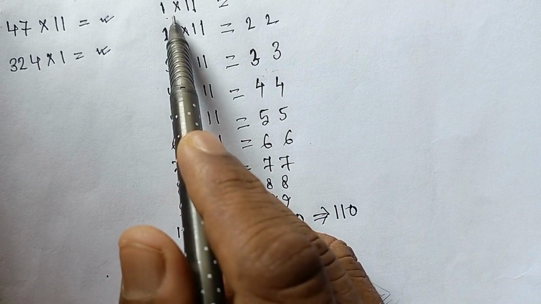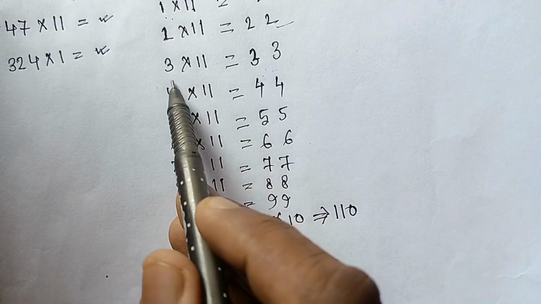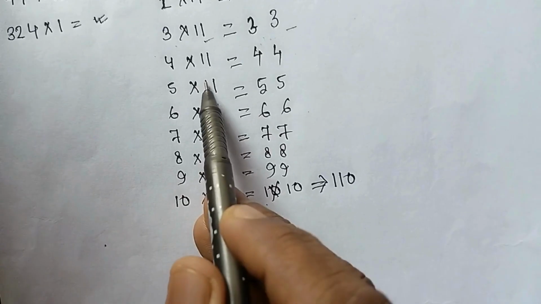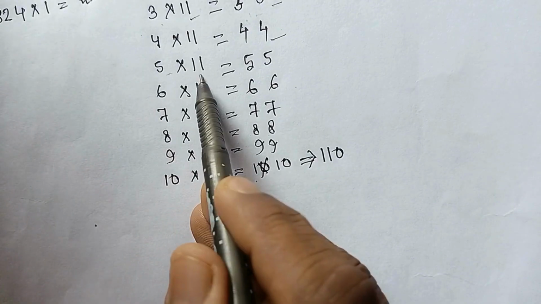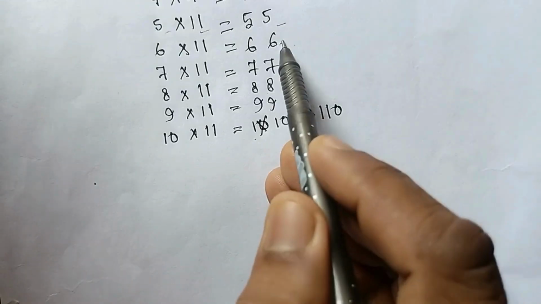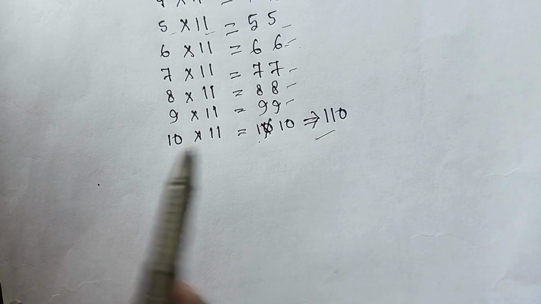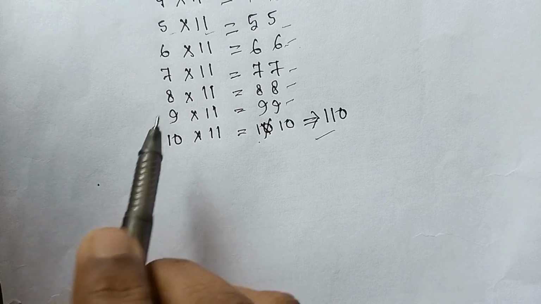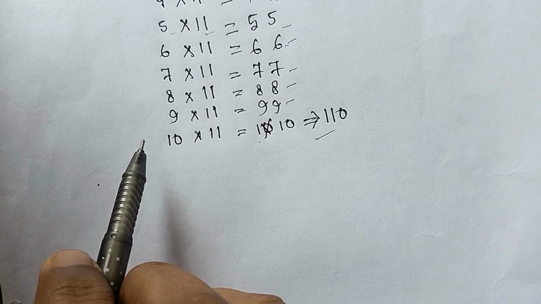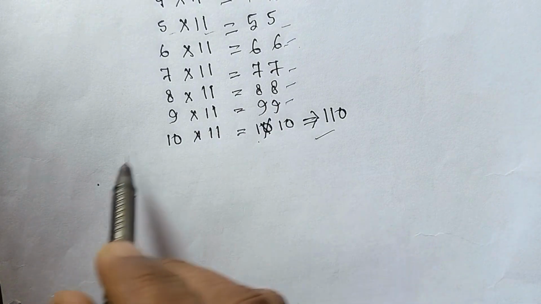Now we get the multiplication table of 11. If we multiply 11 by 1 we get 11. If we multiply 2 by 11 we get 22. 3 by 11 we get 33. 4 by 11 we get 44. 5 by 11 we get 55, and the same for the rest, up to 110. Make sure you watch the video till the end, because I'll be sharing some special tips and tricks that will make you a multiplication master.